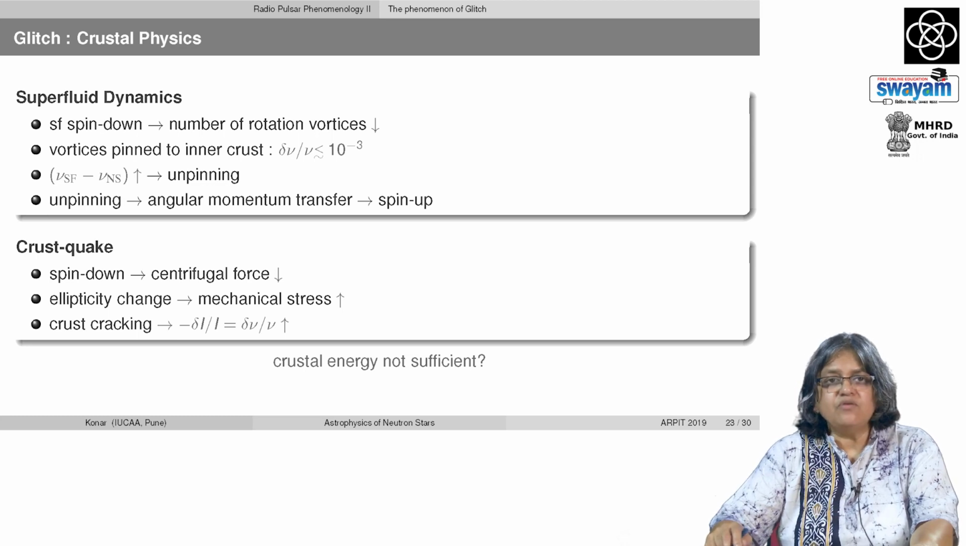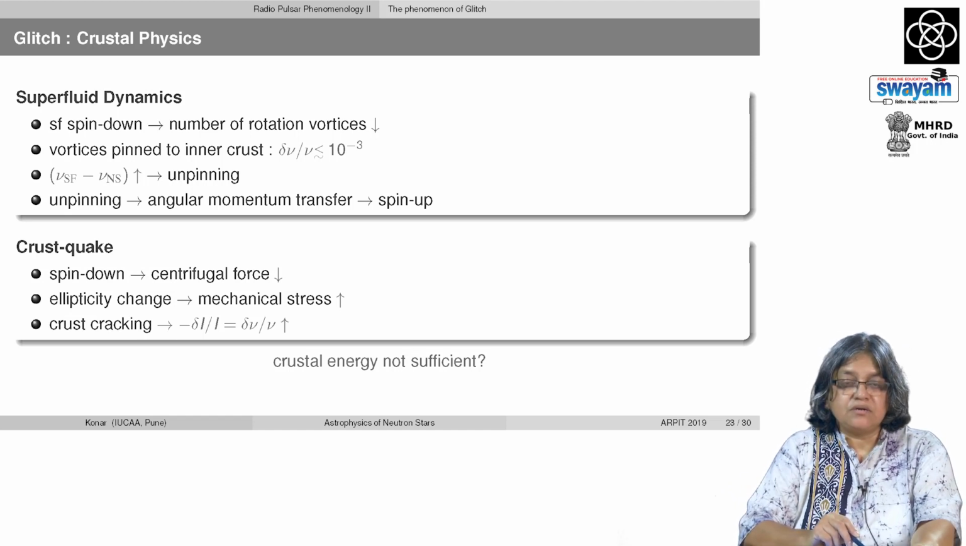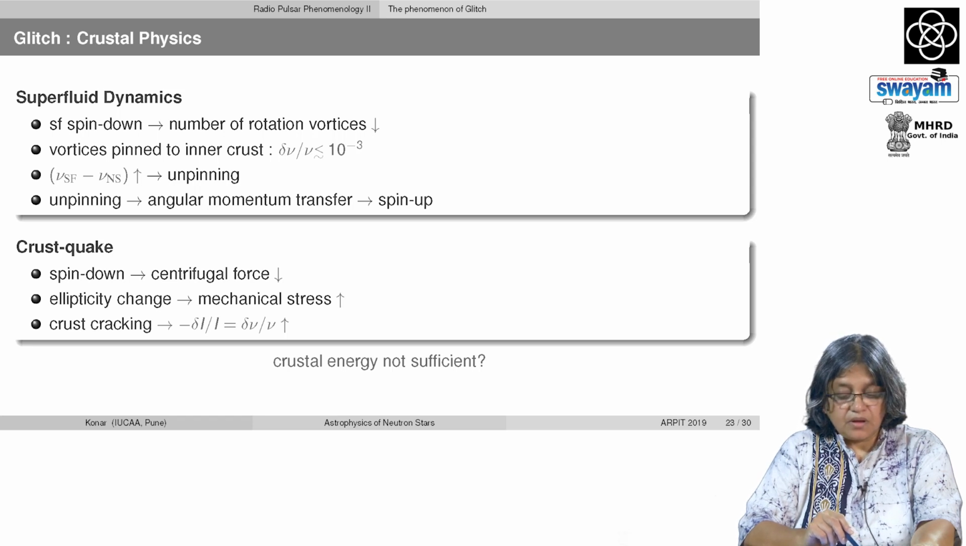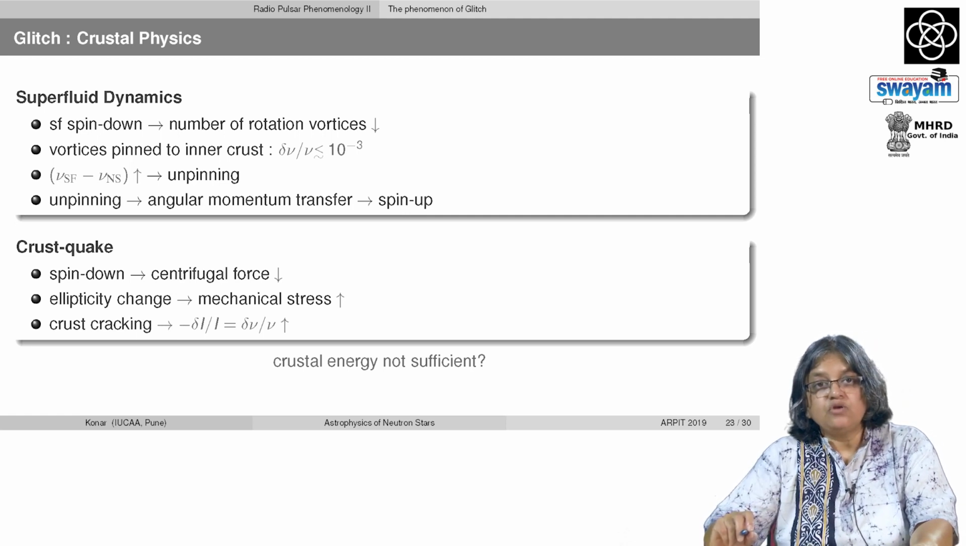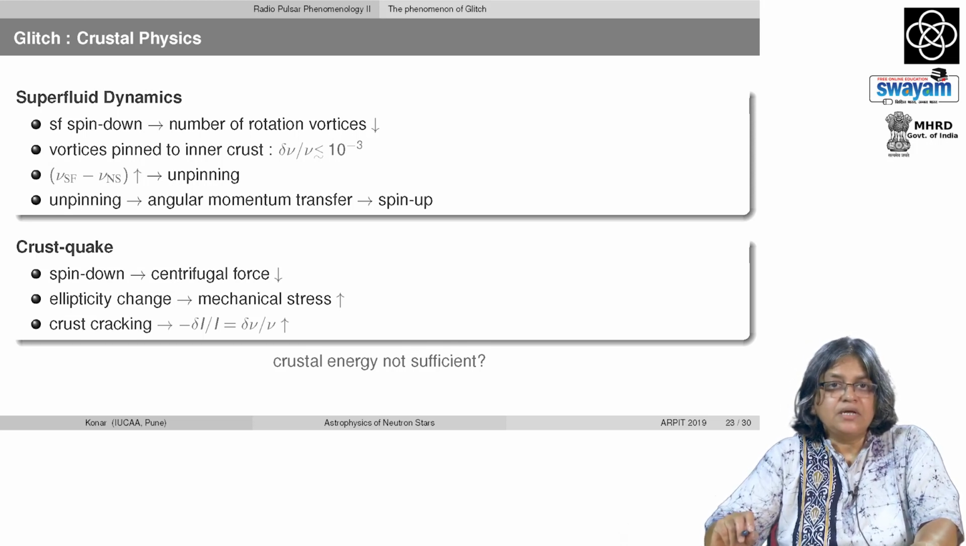So, we believe that such an unpinning happens when the frequency of rotation of the superfluid has a huge difference from the frequency of the rotation of the neutron star as a whole, that is the solid crust that we are seeing outside. So, when the difference between rotation frequency of the solid crust and the superfluid component exceeds a certain value, there is unpinning and there is glitch.